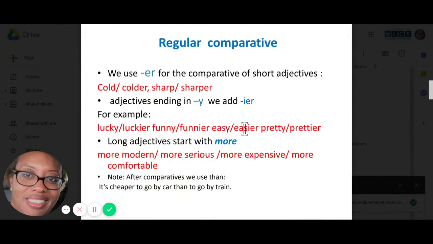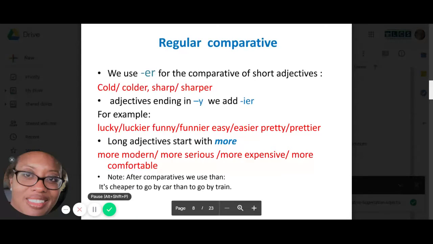A regular comparative is when we use an adjective like cold, but we're comparing it to something else. So it could be colder. We use -er for the comparative for short adjectives. That means adjectives with one syllable. We just add -er to form the comparative. For example, cold is colder, sharp is sharper.